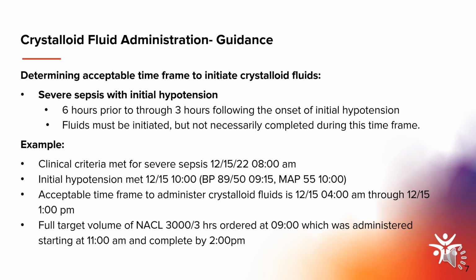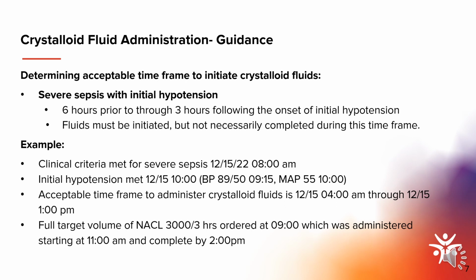Before we calculate the acceptable time frame for fluids, let's review the onset of initial hypotension. The time frame to assess for initial hypotension is 6 hours prior to through 6 hours following the onset of severe sepsis and prior to the full target volume of crystalloid fluids being completed. Two hypotensive values that occur within 3 hours of each other within that 12-hour time frame surrounding the severe sepsis is required. In the example below, severe sepsis was met at 8 a.m.